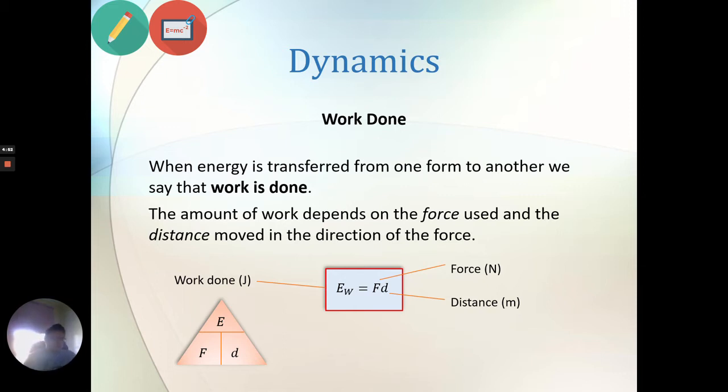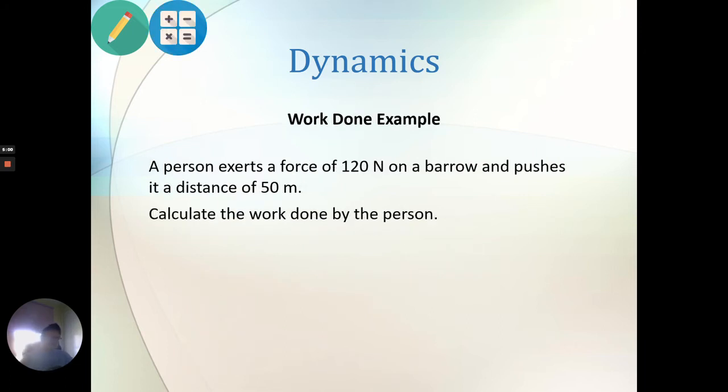Work done is measured in joules, because it's a type of energy, force is measured in newtons, and distance is measured in meters. So we're going to have a look at an example here. A person exerts a force of 120 newtons on a barrel and pushes it a distance of 50 metres. Calculate the work done by the person.